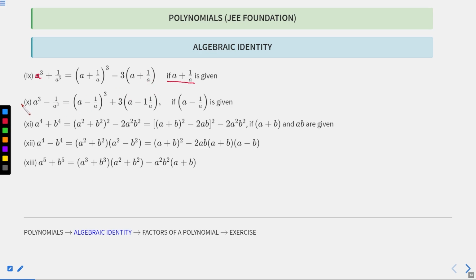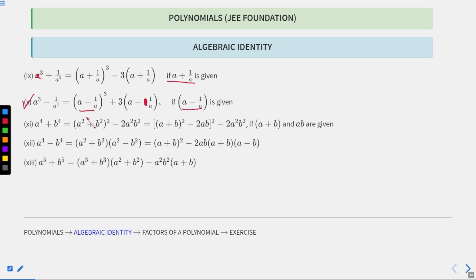In a similar manner, we will be using the 10th identity if a minus 1 upon a is given, and we are asked to find a cube minus 1 upon a cube. So we will be using a minus 1 upon a whole cube plus 3 times a minus 1 upon a. I hope this is clear to you. Now what?